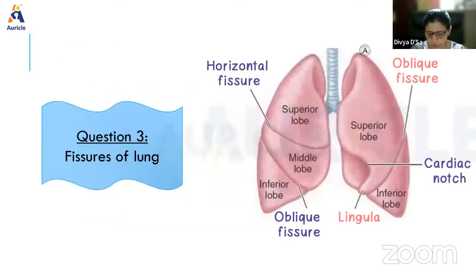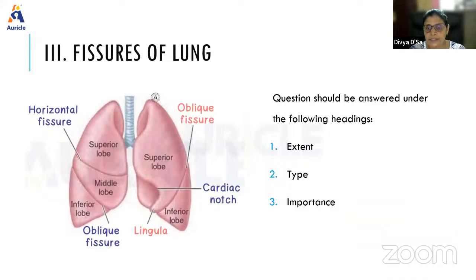Then coming to the fissures of the lung. Where they are, what are the two types of fissures, and what is their importance? Why do we have the fissures in the first place? See, the lung could have been a single structure, but there are fissures. Why? If you see the thoracic cavity, it is a conical cavity, right? It is not like a box.